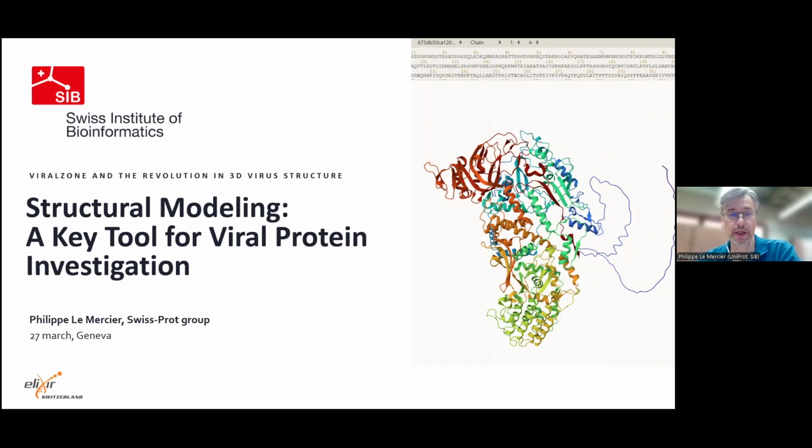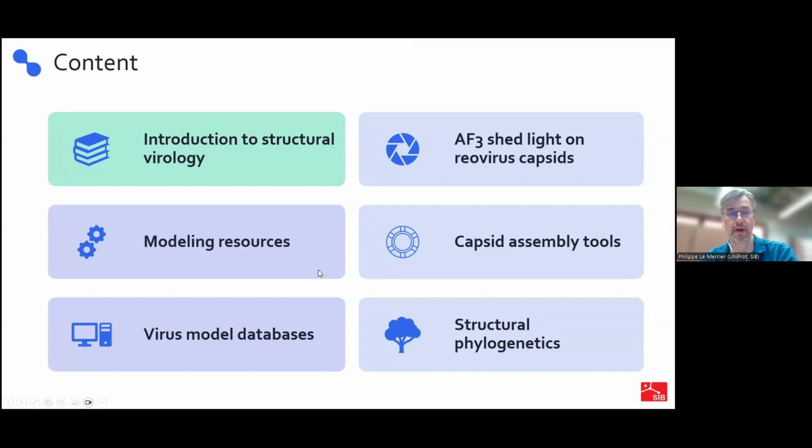Okay, so today I'm going to speak about the new advances we have in structural modeling, a kind of revolution in virology. Most of the resources and tools I will speak about are one year old, and they are completely in development. So the course will be recorded, but maybe in one year it will be completely out of date because things are changing very fast.